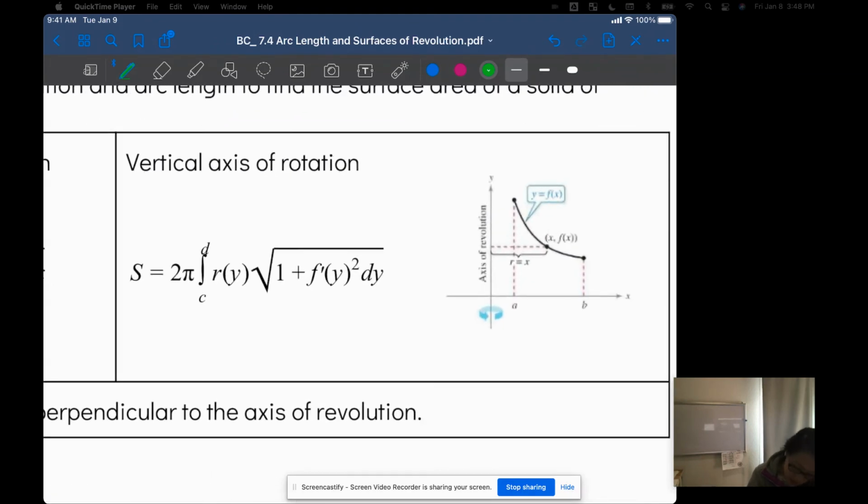Okay, so the same thing is going to happen with a vertical line of rotation, so around the y-axis. So this time I'm going to take this curve right here, and I'm going to rotate it around my axis of rotation. And so I'm going to unpeel this little part of the curve, and I end up with the circumference is 2 pi times the radius, which in this case, the distance from the curve to the axis of rotation is r, and then you're just going to multiply that by the arc length.